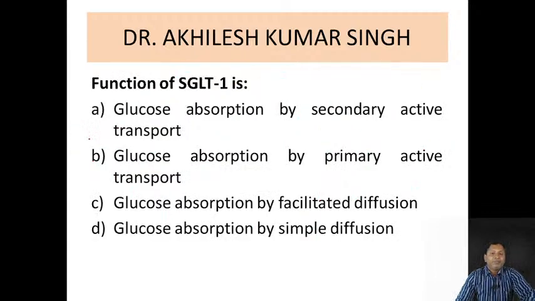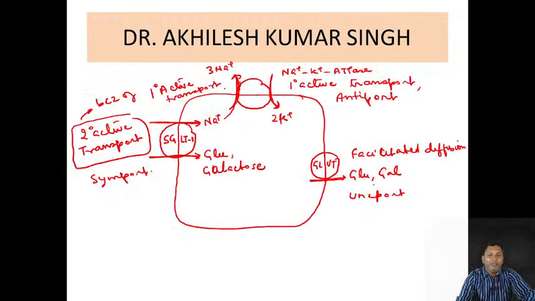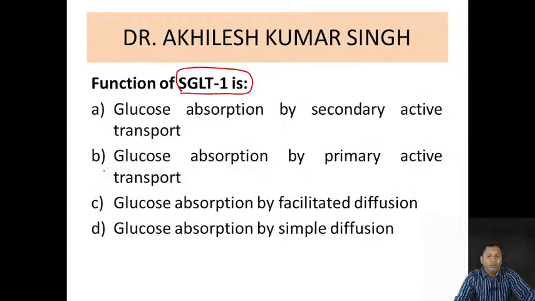Right. Now look at another question here. The function of SGLT. Again, many times in the exam, SGLT. This can be explained in the previous slide also. The function of SGLT1. What is this SGLT1 doing? It is transporting the sodium, glucose and galactose inside the cell. Example of what? Secondary active transport. Example of what? Symport. Now let us look at the options here. SGLT1 is glucose absorption by secondary active transport. So this option is correct here, right?